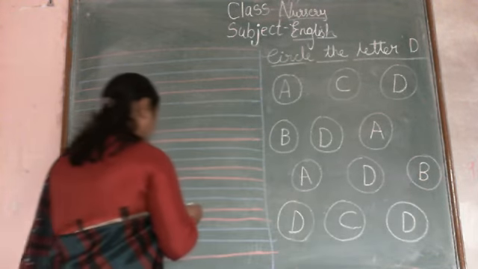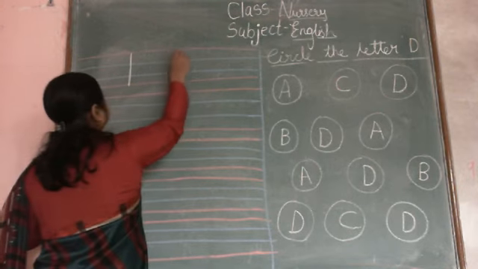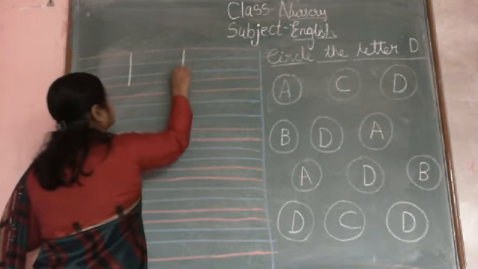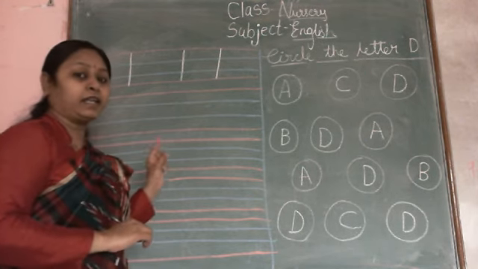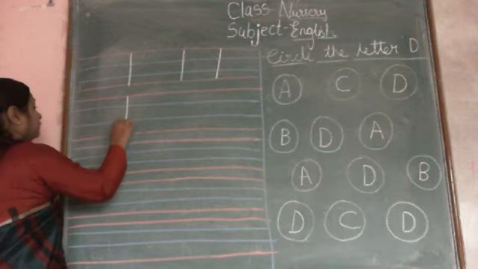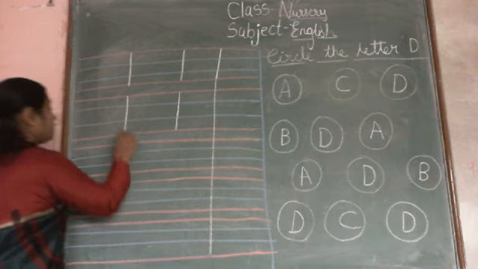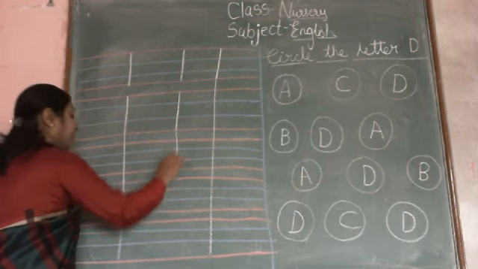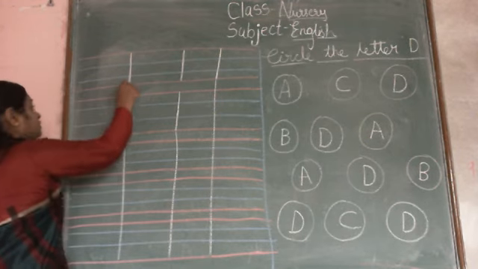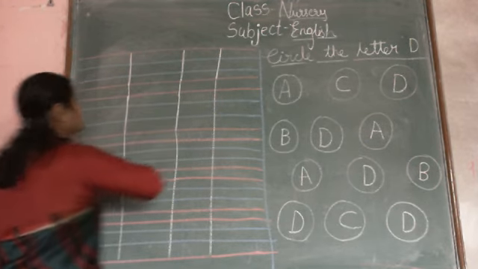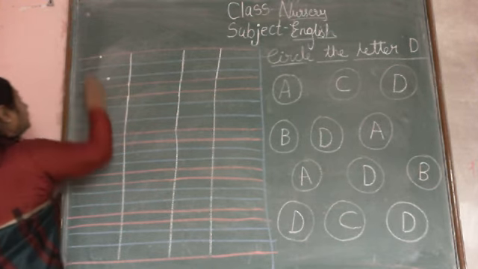So first we start writing letters from A. Now you have to learn writing A to Z in sequence. So first letter, which letter will come first? Letter A. Do you know how to write letter A?